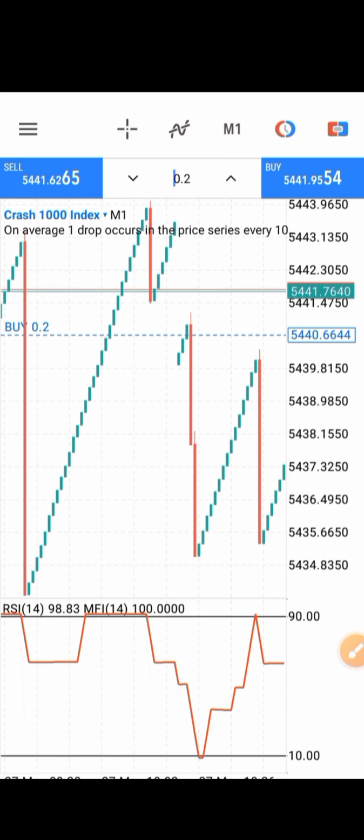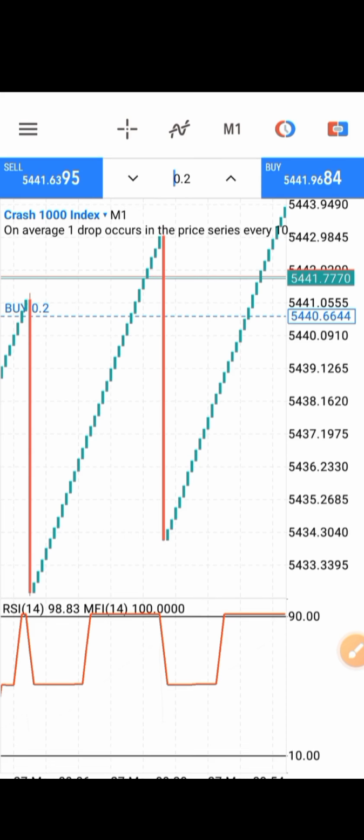So guys, I think you understand the strategy. So go to your demo account and backtest. Develop self-confidence and self-trust in the strategy before you fund the account to trade.